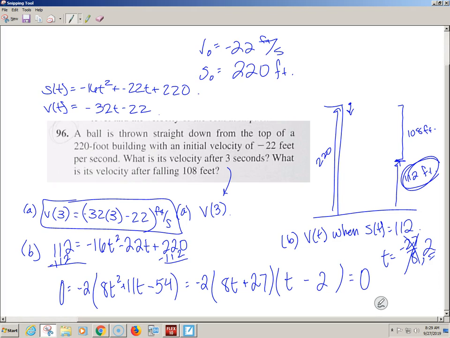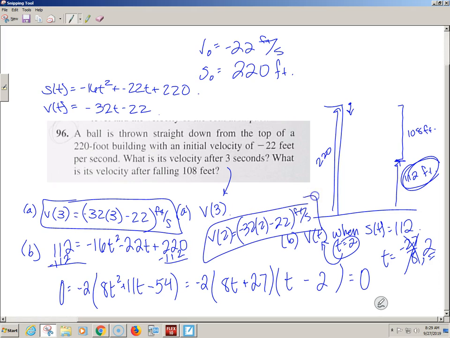So 2 seconds has to be my t, but what are they asking for in part 2? They're asking for the velocity when. So I figured out the when, t equals 2. Now it's time to plug it in. So therefore, for letter B, all we got to do is come back to our nifty velocity function and say v of 2 is equal to negative 32 times 2 minus 22, so negative 86 feet per second, because we always label stuff because we're cool like that, and then we're done.